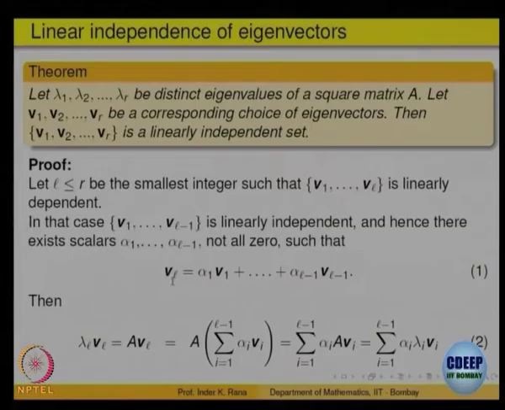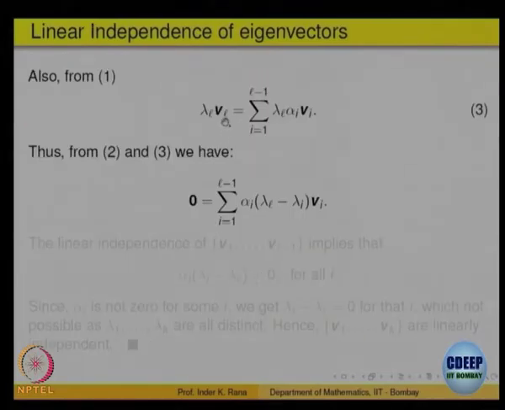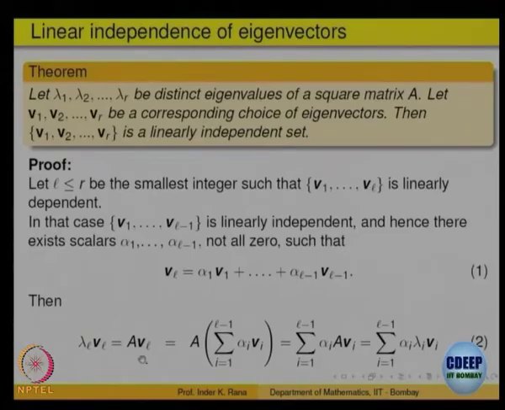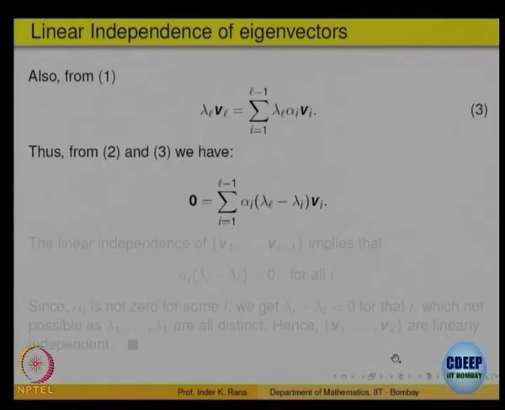From the first equation I can also multiply both sides by lambda l. What is lambda l Vl? That is alpha 1 lambda l V1 plus ... plus alpha l-1 lambda l Vl-1. So I can multiply this equation on both sides by lambda l, and I will get another value of lambda l Vl. These two must be equal. So from equations 2 and 3, if I subtract the two equations, both give me the value of lambda l Vl. Subtracting, you get 0 equal to the sum of alpha i, a scalar that comes out, times lambda l minus lambda i, times Vi, i equal to 1 to l-1.